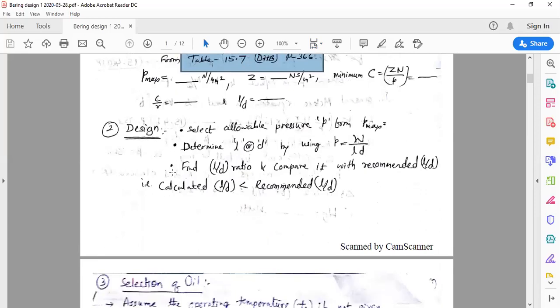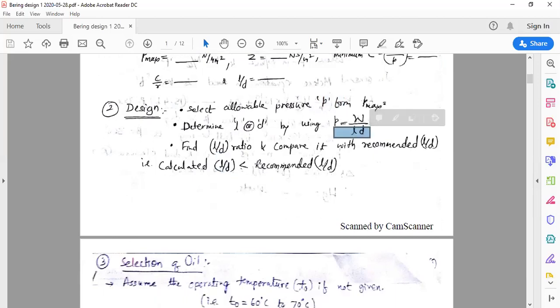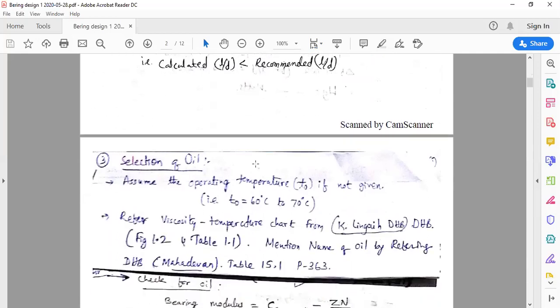And the second step is the design step. There we have to calculate either the allowable pressure P, or L by D, or the L and D values. Whichever may be the known value, with that we can proceed.